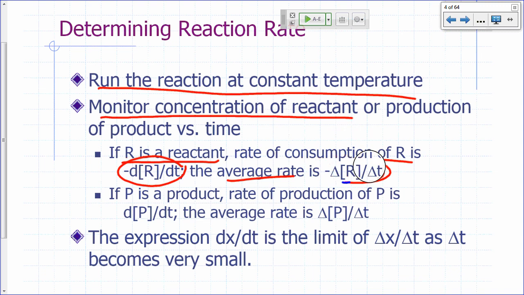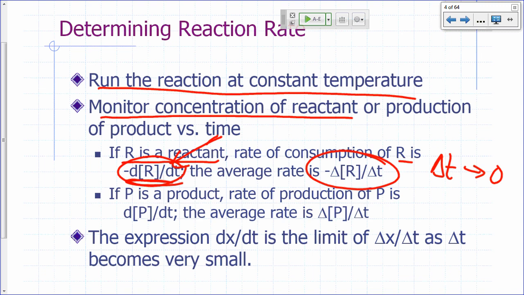Now, this derivative right here is just the limit of this expression right here if you're looking at a very small delta t, okay? So if you imagine a very small amount of time elapsing from a particular instant, it's like in your car, this would be your instantaneous rate, okay? At that particular instant, how fast is the reaction going? So it's like instantaneous speed and average speed, okay?